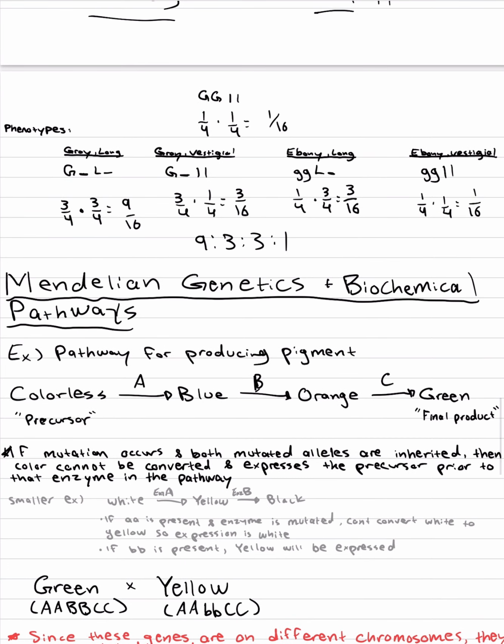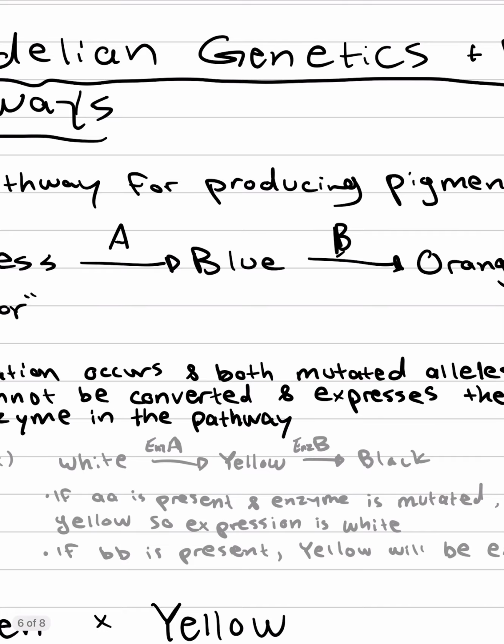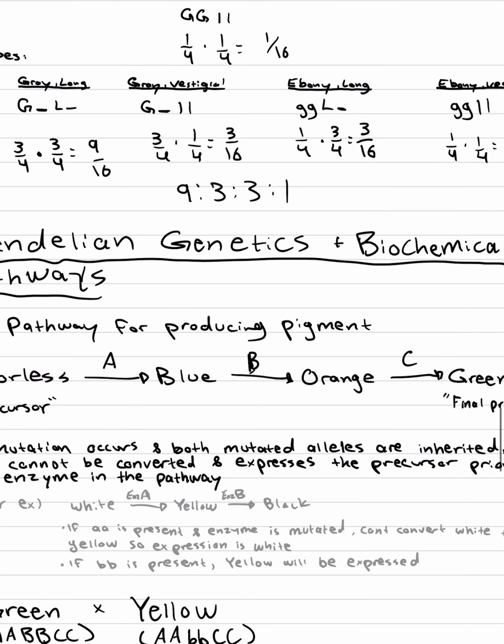And here's a smaller example. If we have white and that's converted by enzyme A into yellow, and that's converted by enzyme B into black, if we have little a present, and that means that enzyme A is mutated, and we were to have two of those same alleles with the same mutation, then they would not have the proper enzyme to convert the white color into yellow, so therefore, the expression of that individual would be white. Likewise, if we were to have two mutated alleles of enzyme B, then yellow would be expressed since they cannot produce an enzyme that will convert yellow to black.